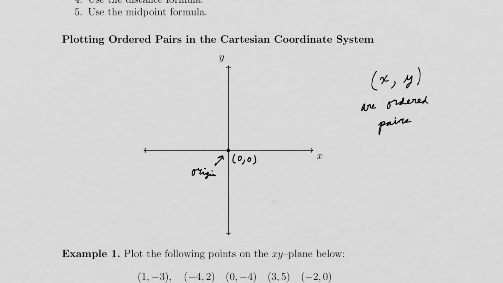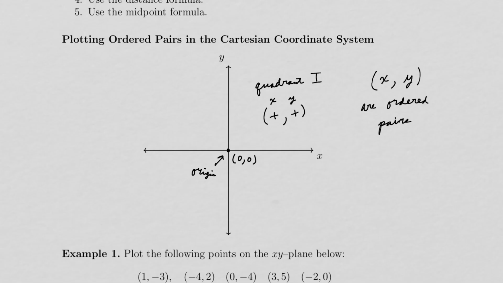If you notice here, the Cartesian coordinate system is split into 4 different quadrants. The upper right-hand quadrant is labeled quadrant 1. In that quadrant, the x values are positive, because I'm moving to the right of the y-axis, and the y values are also positive. So x is positive and y is positive.